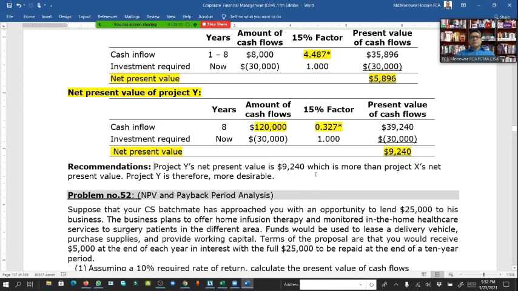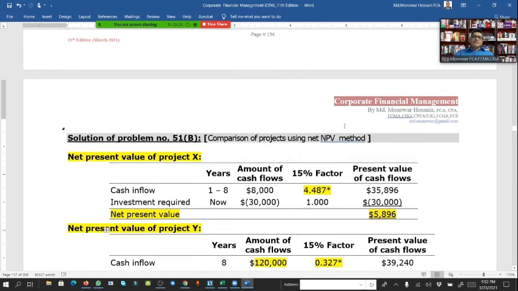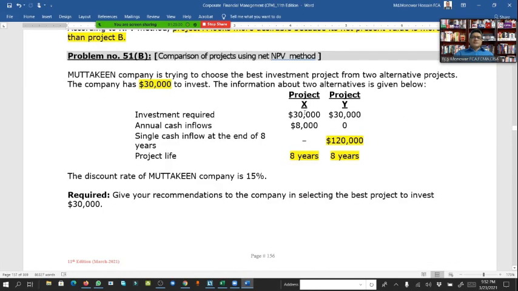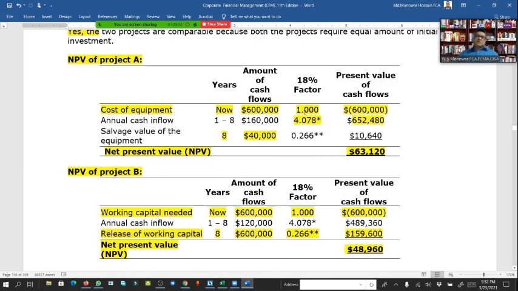Project Y's net present value is more than project X's. That means 9,240, which is more than project X's net present value. Project Y is therefore more desirable. So you recommend project Y. So this way that type of simple math may come.